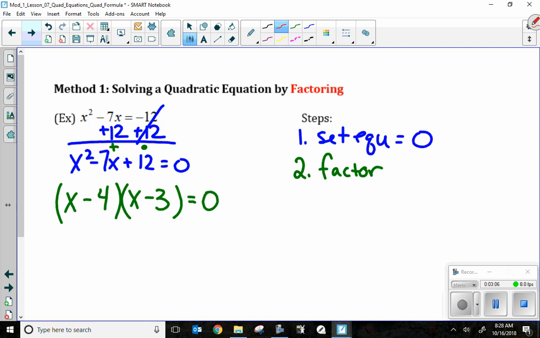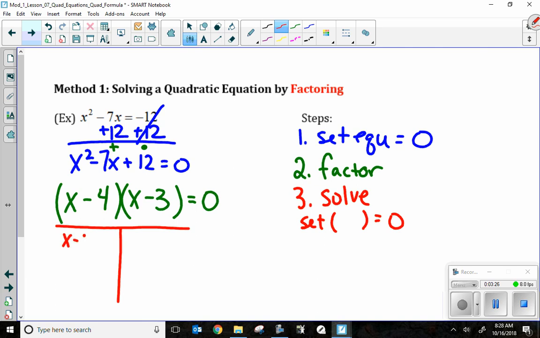All right? Now on to the final step. After I factor, I now solve. And how do I solve? I set each parenthesis equal to 0. All right? So my last step, I say x minus 4 equals 0. And I have x minus 3, I set that equal to 0. So when I say set each parenthesis equal to 0, I'm referring to this parenthesis. I'm setting that equal to 0. And I'm taking this parenthesis and setting them equal to 0.